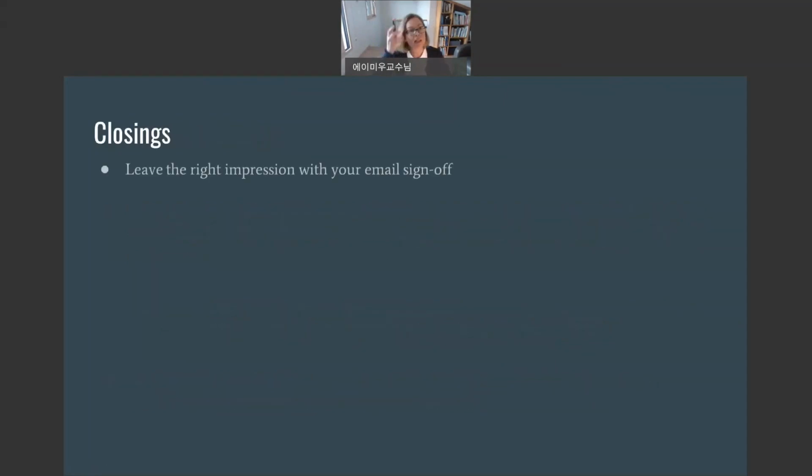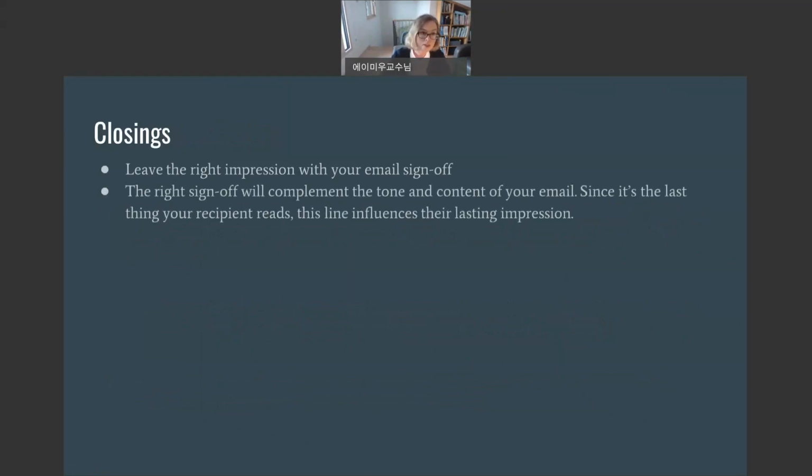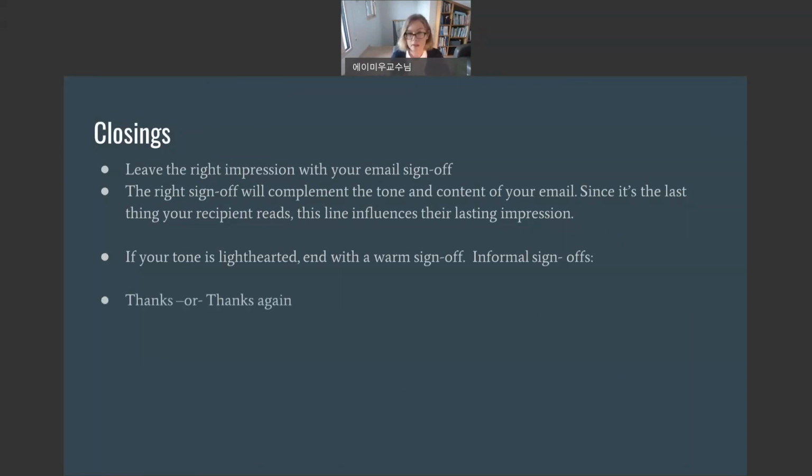Okay, some closings. Leave the right impression with your email sign-off. The right sign-off will complement the tone and content of your email. Since it's the last thing your recipient reads, this line influences their lasting impression. If your tone is lighthearted, right, kind of friendly, easygoing, end with a warm sign-off. Some informal sign-offs: Thanks, comma, or thanks again, of course, comma. Talk soon.